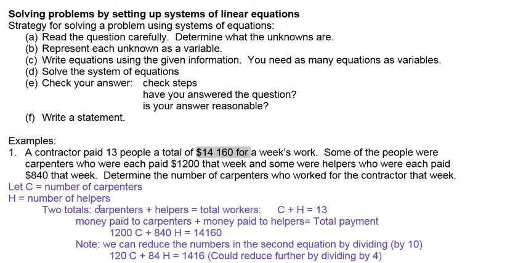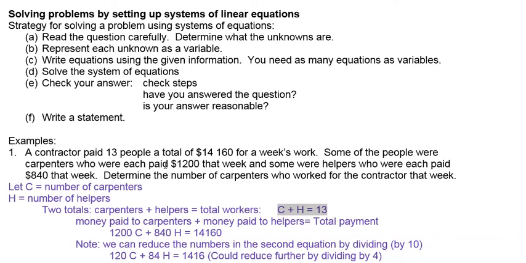So the total people, carpenters plus helpers, equals our total people. So C plus H equals 13. Total money is a little trickier. So remember, with these ones, when we're looking at a total that depends on how many, we take the value, or the cost, times the number of people, or the number of objects in some questions.